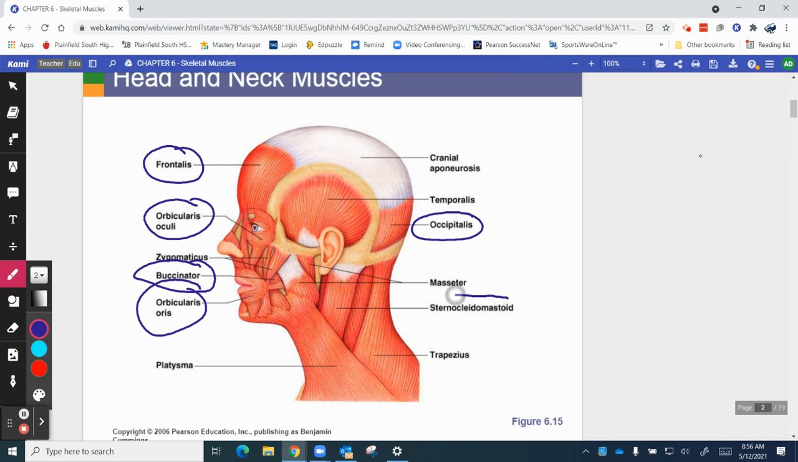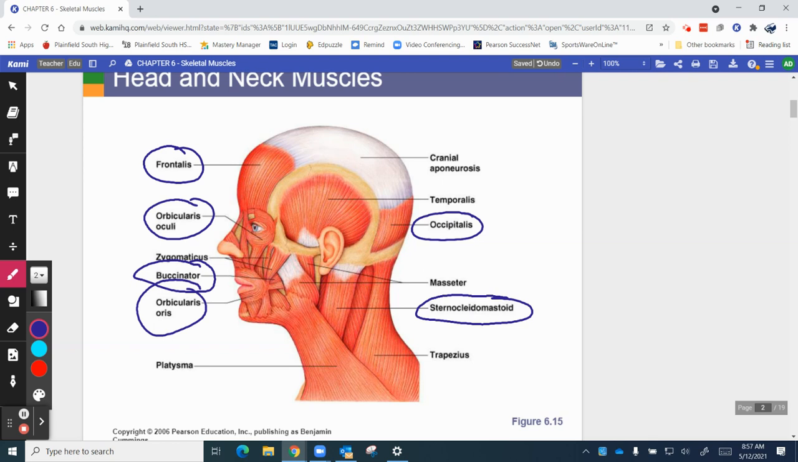We talked a little bit about this one the other day, the sternocleidomastoid. All right, that's the one that goes from the sternum, clavicle, and then goes all the way up to the mastoid process. That one does neck flexion if you contract both of them. And then if you only contract one, you're going to get rotation with a little bit of flexion. Okay, so that's that one over there on the side.